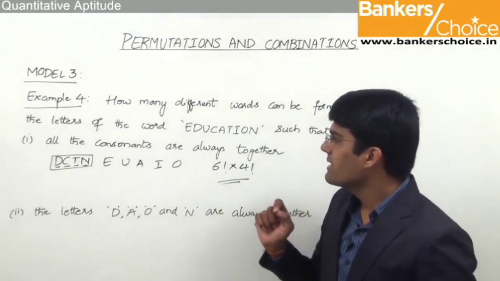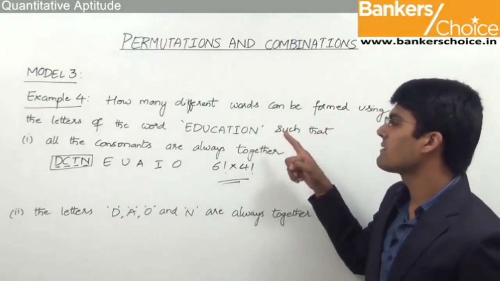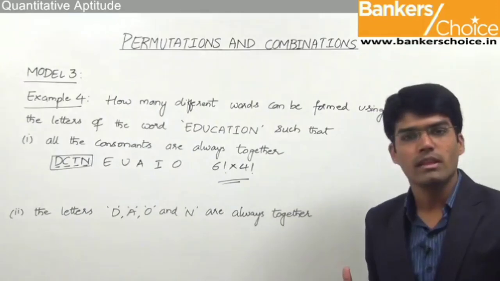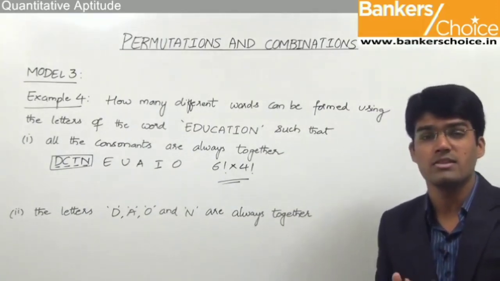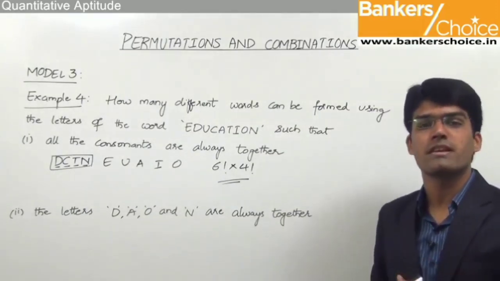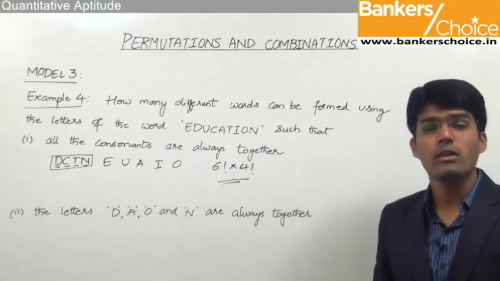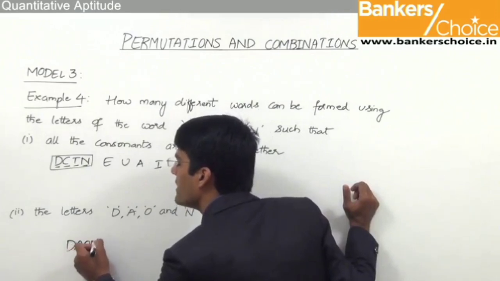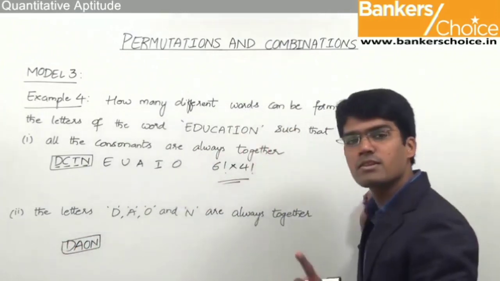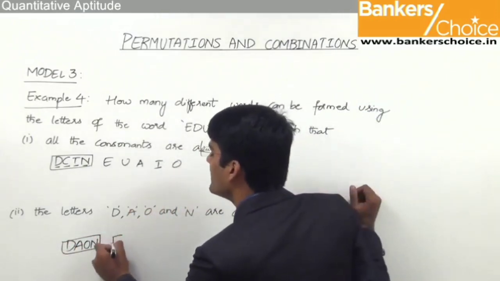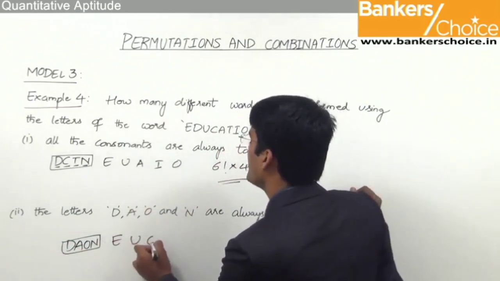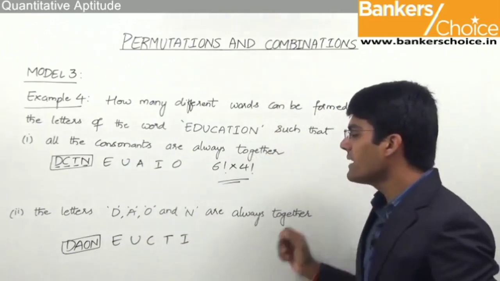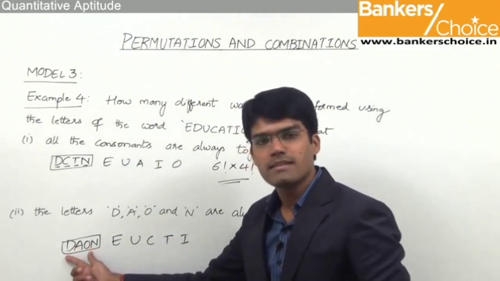Similarly, the second question says how many different words can be formed using the letters of the word education such that the letters D, A, O and N are always together. Now here particular letters have been specified. It is not like vowels have to be together or consonants have to be together. Some set of letters have been given which have to be together. So what do we do? Again join all of them. D, A, O, N is only 1 letter. These are not 4 different letters. It's only 1 letter. Remaining letters are E, U, C, T and I. So we find that D, A, O, N have come together as the first letter.